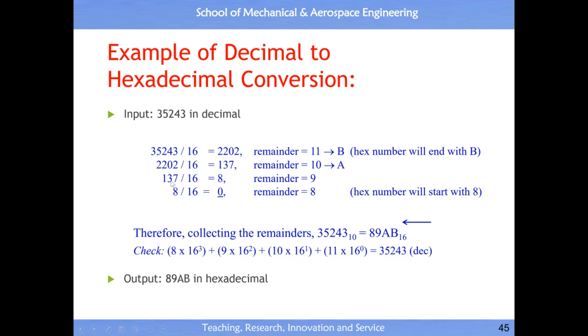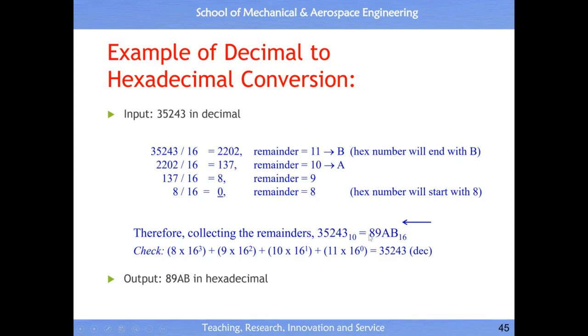Then 137 divided by 16, quotient equal to A, remainder equal to 9. This is position 2. Then A divided by 16, quotient equal to 0, remainder equal to A. Then this is position 3. So then just write them together. It's BA9A. So this is the hexadecimal number which corresponds to this decimal number.